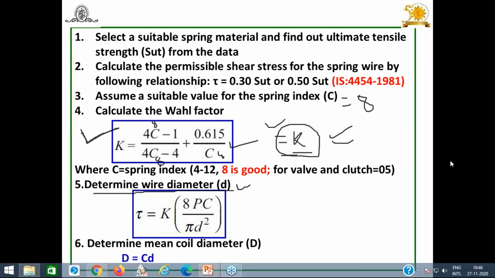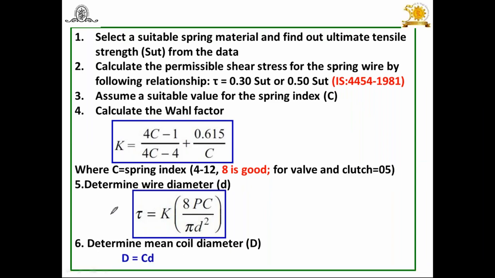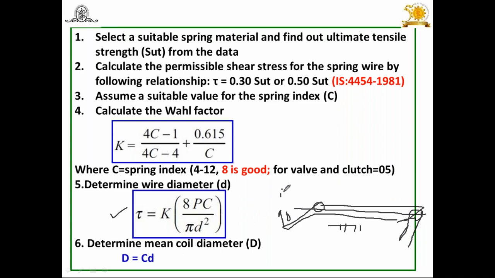But how to determine it, I will elaborate. For that purpose, you know this relation: tau is equal to K in bracket 8PC upon pi d square. Again, Professor V.K. Patil might explain this: if the wire is unwound, it's a bar, length is pi D N, subjected to force P at radius D by 2, and then you can solve it. So you will get the torsional shear stress. Before that, MT is equal to PD by 2. Then how to find out this tau?